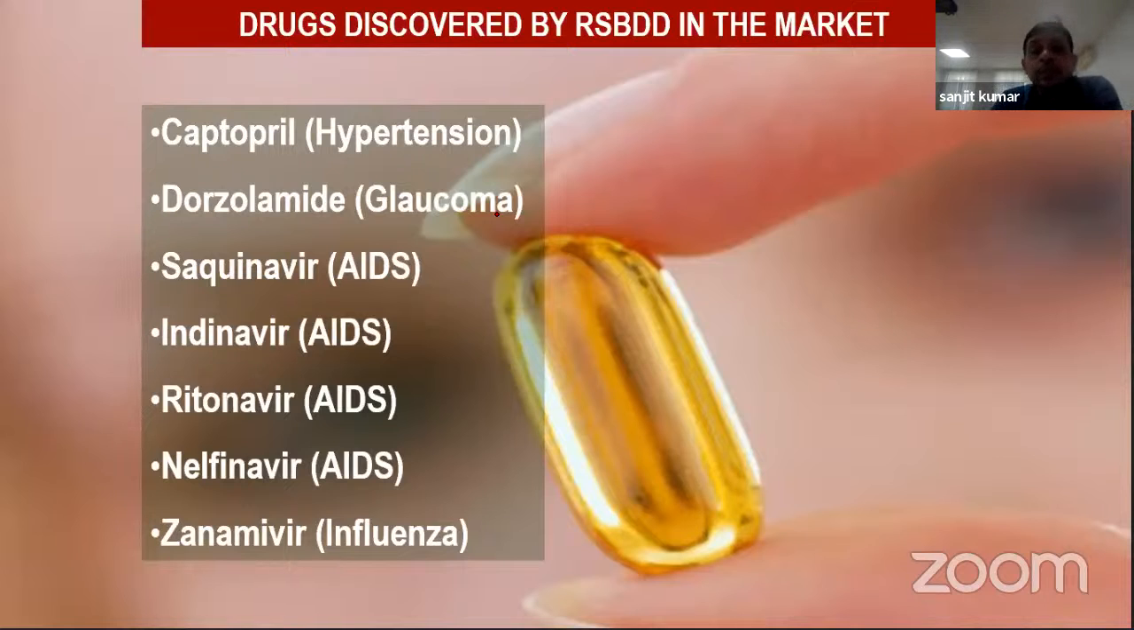Till now, there are many drugs on the market due to rational structure-based drug designing. That is captopril for hypertension, dorzolamide for glaucoma, and everybody knows about saquinavir, indinavir, ritonavir, and nelfinavir. These are the successful drugs. These were developed by seeing the three-dimensional structure of the target, and then virtual screening or repurposing. Mostly it is structure-based drug designing.